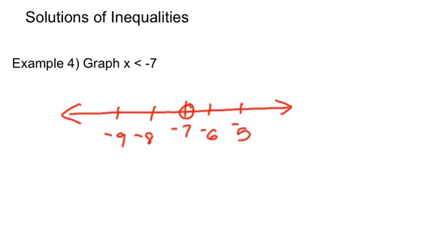Let me pick a different color there. Let's try a blue. So now I'm going to shade in that whole section of the graph that is less than -7. Put an arrow on there to show it continues on forever. And now all the numbers in that region are solutions. Suppose I take -9, plug it in. -9 is in fact less than -7. We're good to go.